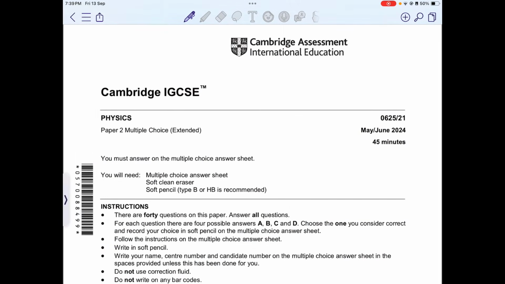So today we are looking at IGCSE Physics 0625 Paper 2 Variant 1 from May June 2024.